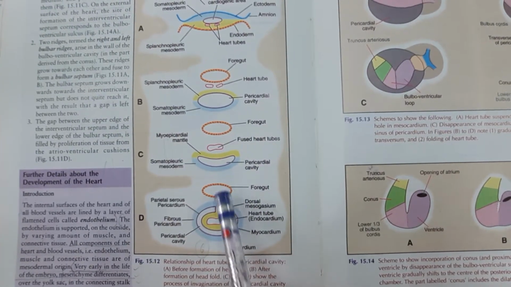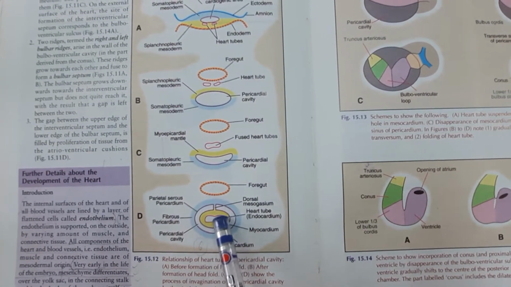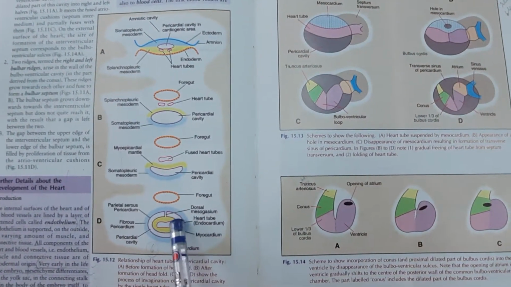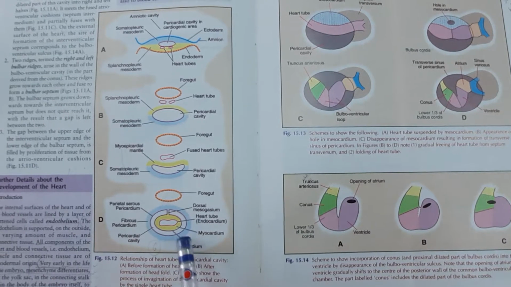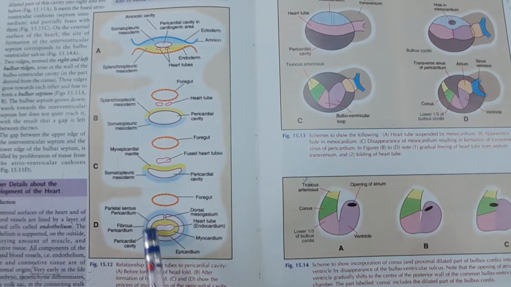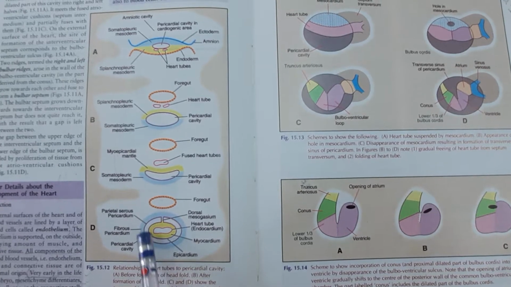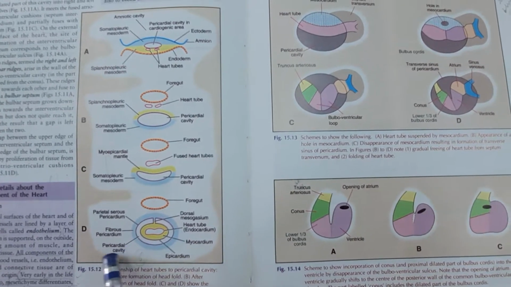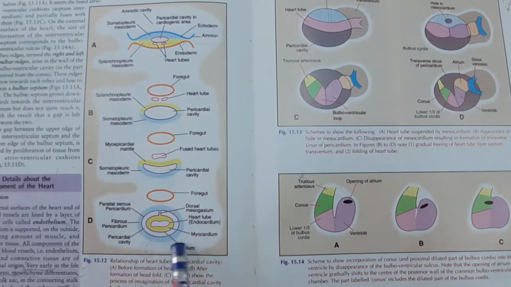So this is the foregut. Then this fused heart tube is covered by the visceral layer and the outer parietal serous pericardium. So this inner visceral layer of this pericardium is also known as the epicardium.